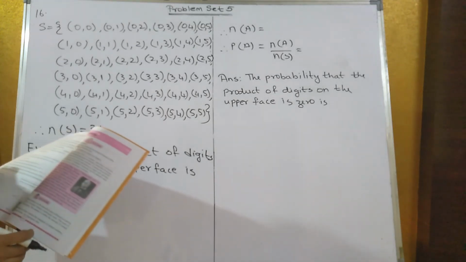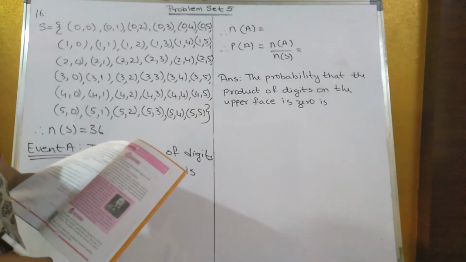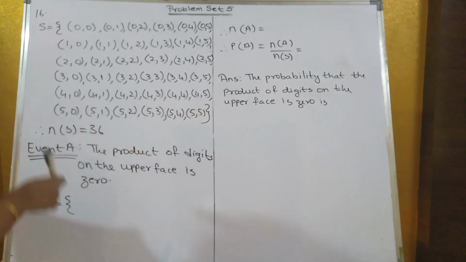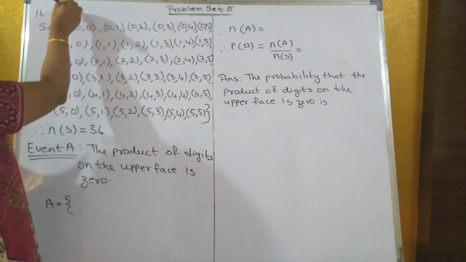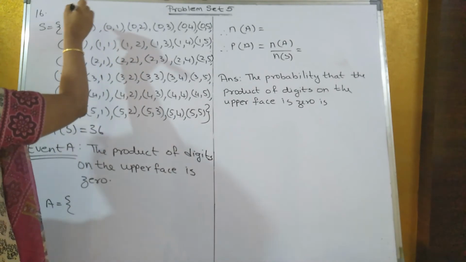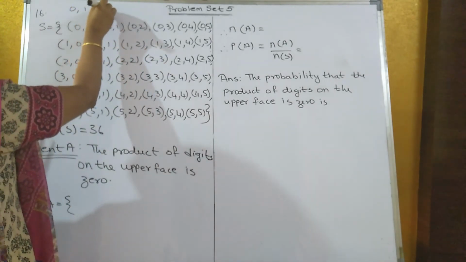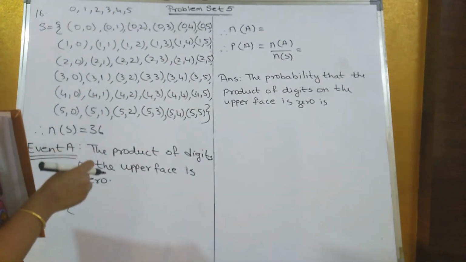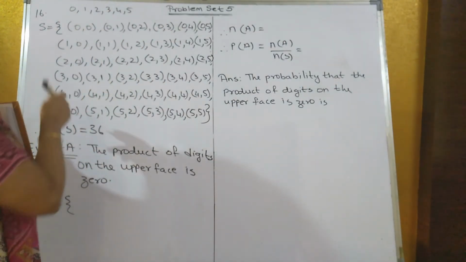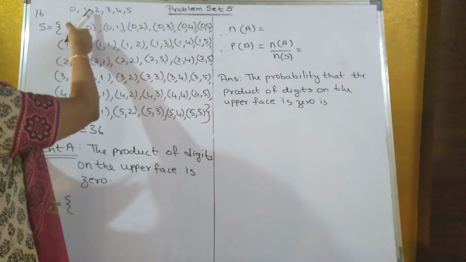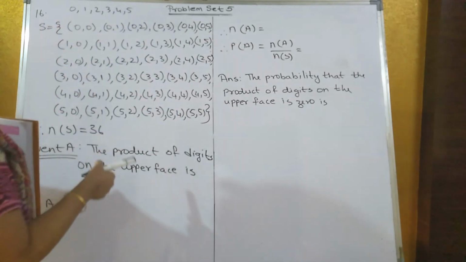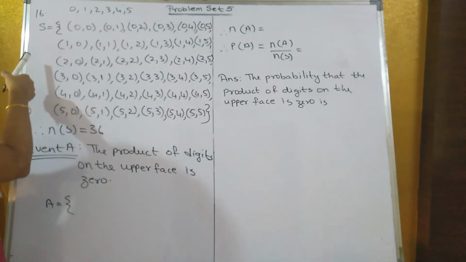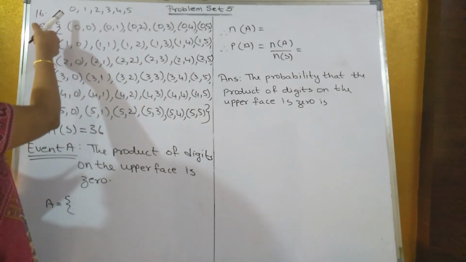Now sum number 16, the faces of a die bear a number. So what are the numbers on the dice? 0, 1, 2, 3, 4, 5. So these are the numbers which are given on the dice. There are 6 faces on the die. On one face there is 0, then 1, 2, 3, 4 and 5. So what are the possibilities in the sample space? It is same like what we used to use from 1 to 6.